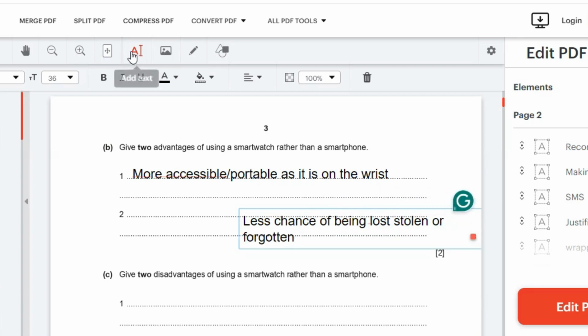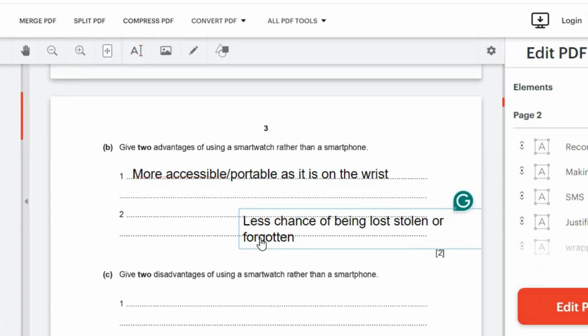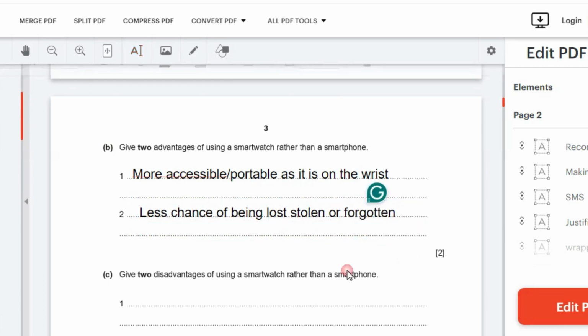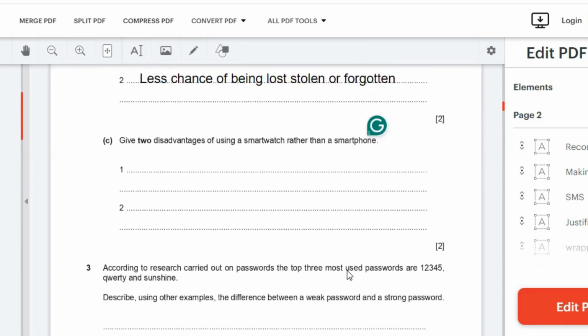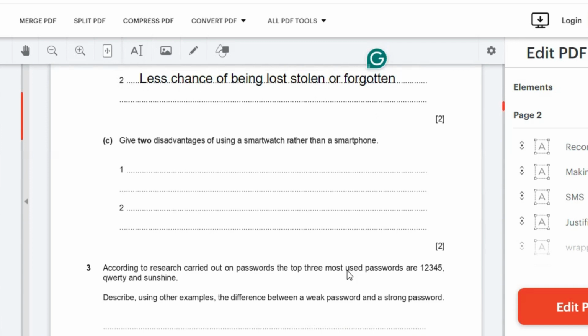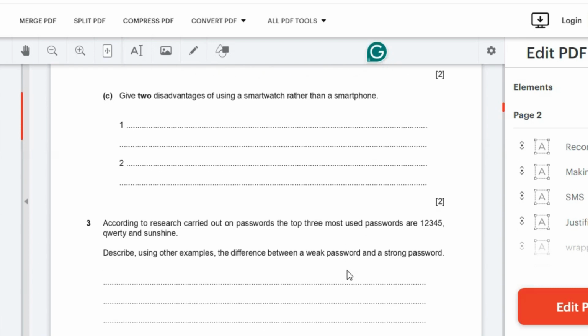That is, when it is on your wrist, you have less chance of it being stolen, or forgetting it where you went to, unlike your mobile phones. So those are two advantages of using a smartwatch rather than a smartphone. You have other advantages like less chance of it being dropped as it is fastened to the wrist. You can access simple apps easier, for example, heart rate and timer.